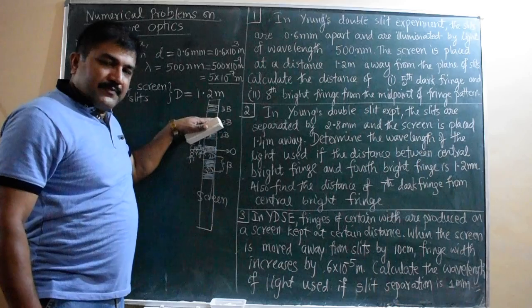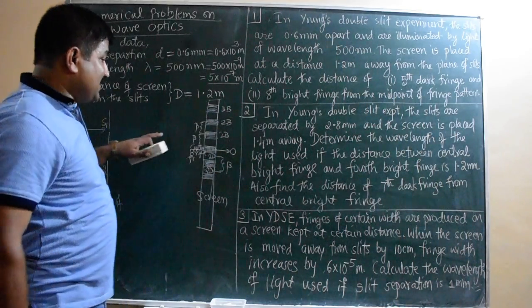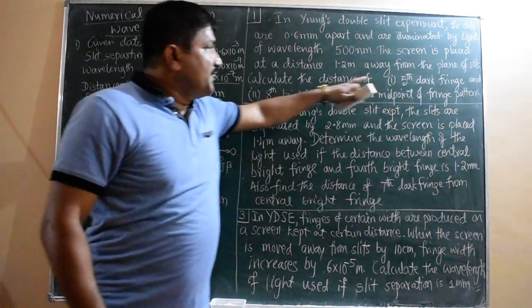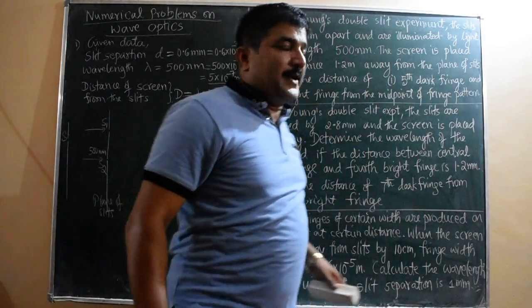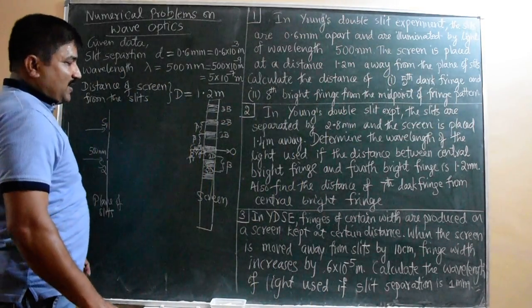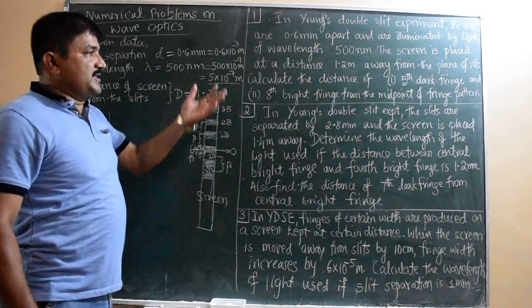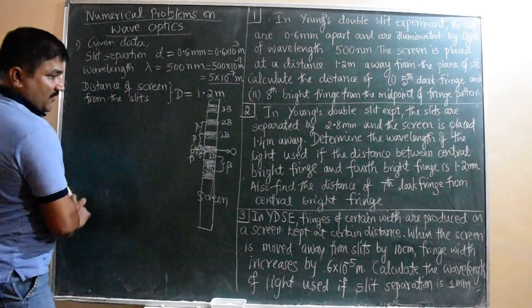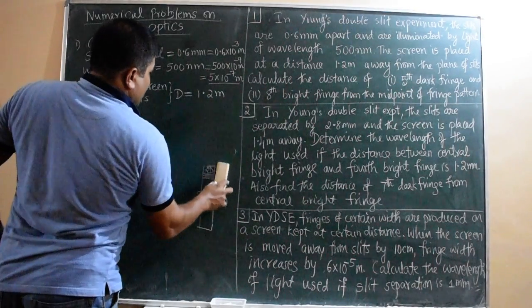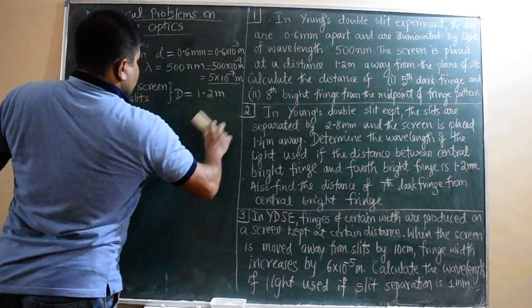First bright to second bright fringe also beta. So this is the situation. And now, the fifth dark fringe from the midpoint of the fringe pattern. For this there is a formula. There is a direct formula for the distance of a dark fringe from the central bright fringe.